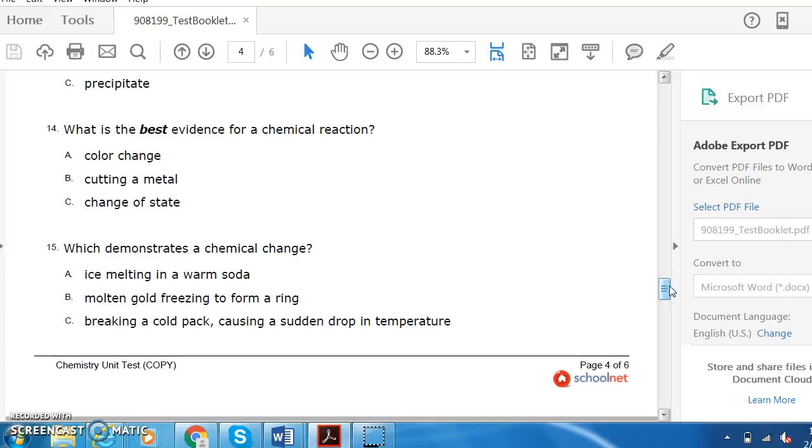Number 15. Which demonstrates a chemical reaction or chemical change? A. Ice melting in a warm soda. B. Molten gold freezing to form a ring. Or C. Breaking a cold pack causing a sudden drop in temperature.